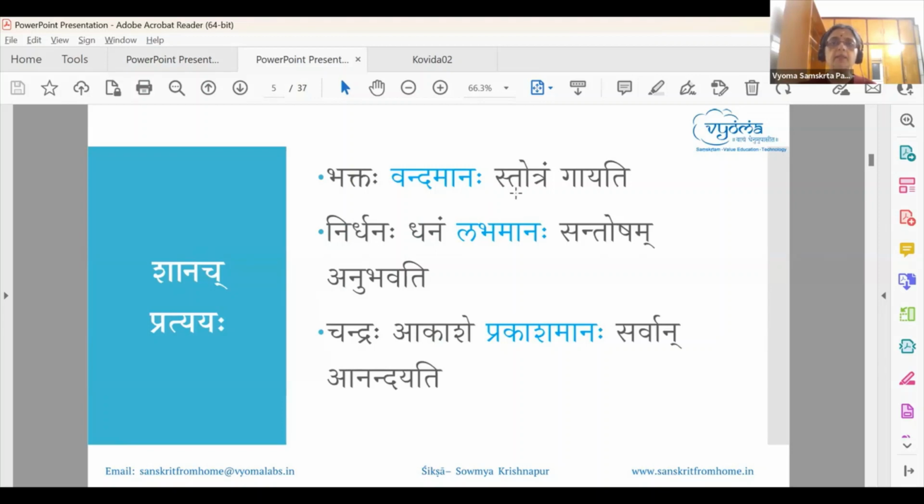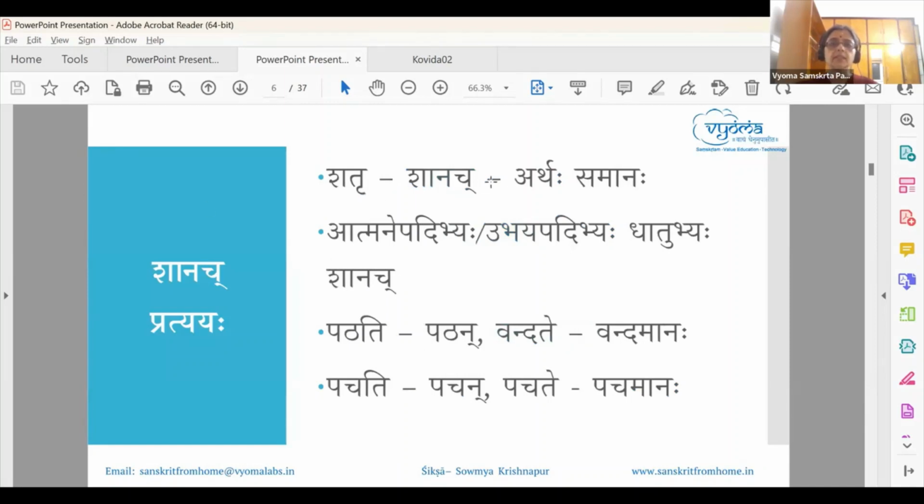Bhaktaha vandamanaha stotram gayati. The bhakta, as he was bowing down, sang a song in praise of the God. Nirdhanaha dhanam labhamanaha santosham anubhavati. The poor person, when he was receiving money, experienced joy. Chandraha akashe prakashamanaha sarvan anandayati. The moon, as it is shining in the sky, makes everyone happy.